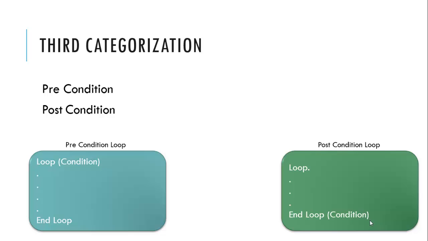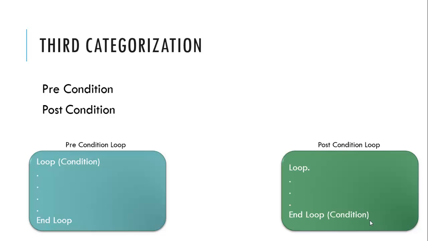For example, in Java, C++, C, JavaScript, C#, they widely use for loops, while loops, do-while loops, and some languages will use a do-until loop, like VB.NET. So do-while is a postcondition loop because the condition is placed at the end of the loop. Do-until is a postcondition loop because the condition is placed at the end of the loop. On the other hand, the for loop and the while loop are precondition loops because the condition is placed at the beginning of the loop.